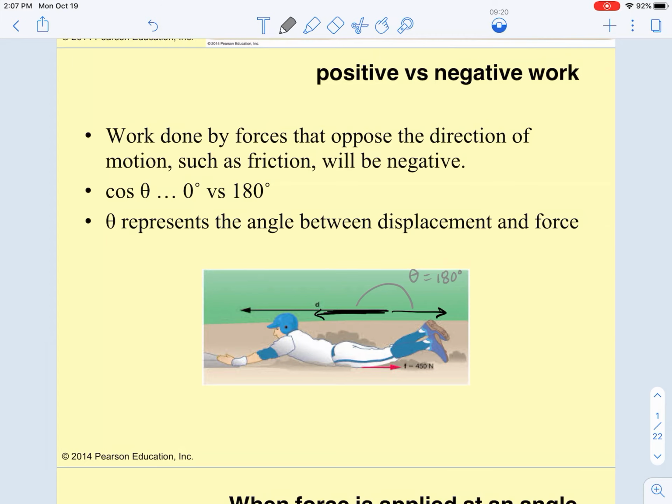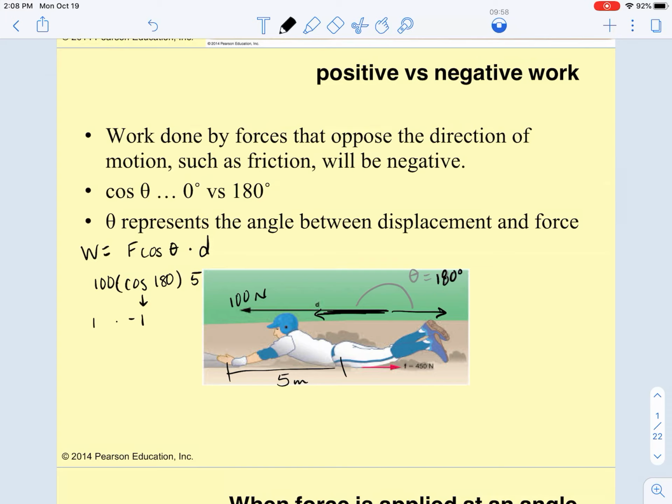This angle is 180 degrees. Maybe I'll write that a little darker for you. This angle is 180 degrees. So when we apply that to our formula, work is equal to force times the cosine of theta times the displacement. Let's just stick with the same numbers so that we can see how it works here. Let's say that our baseball player has a displacement of 5 meters and the force acting on him is 100 newtons, okay? 100 times the cosine of 180 times our displacement of 5.